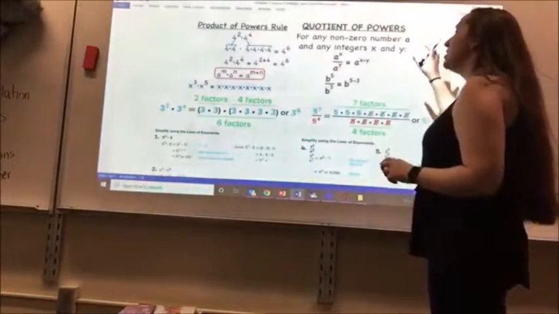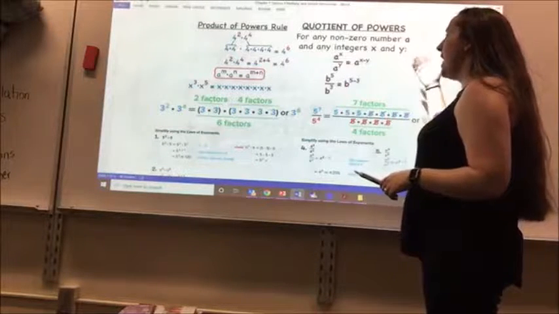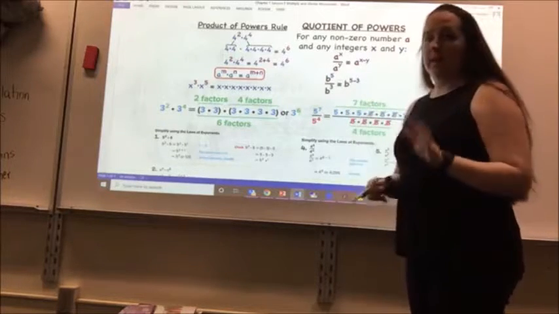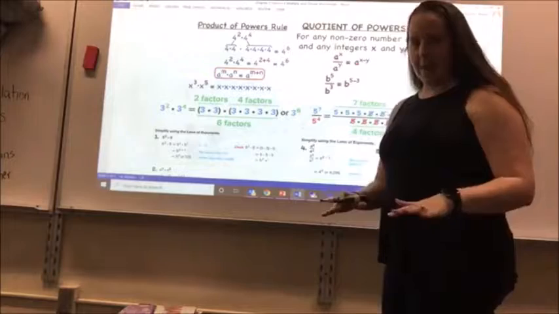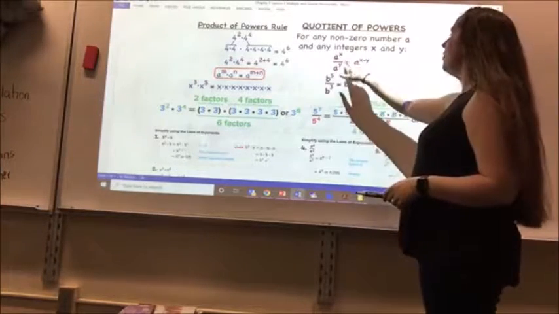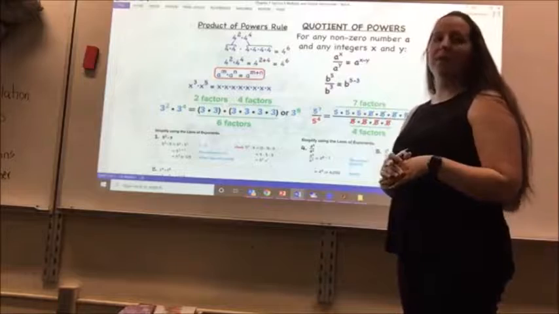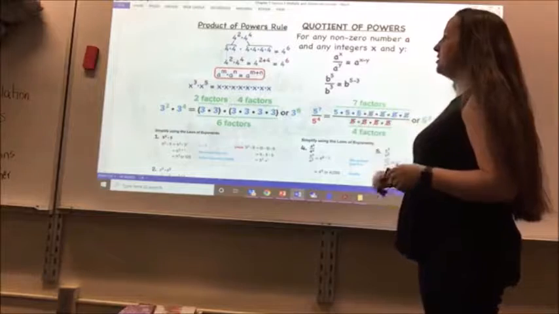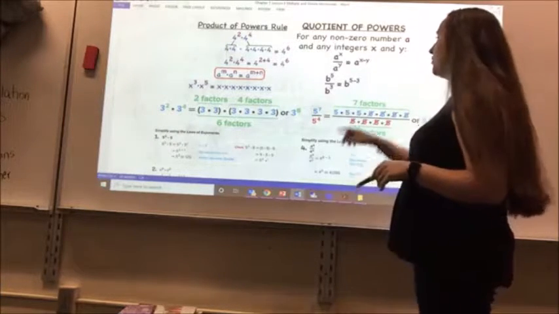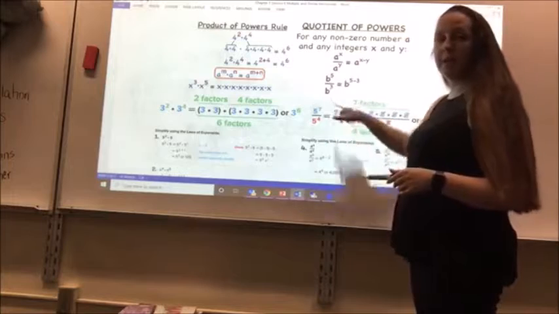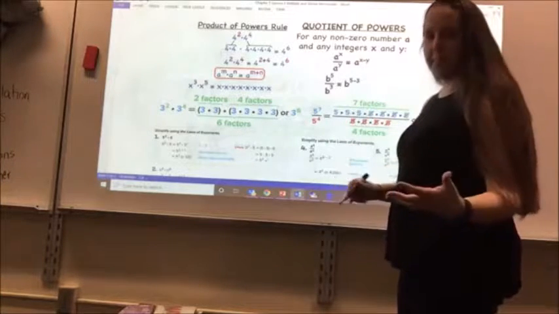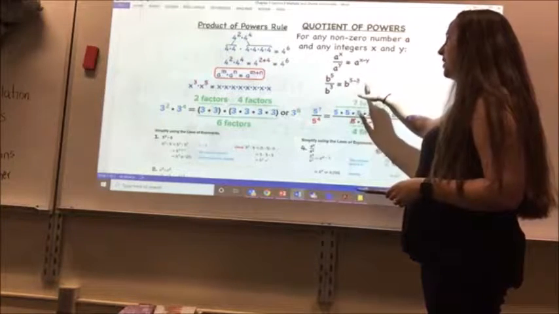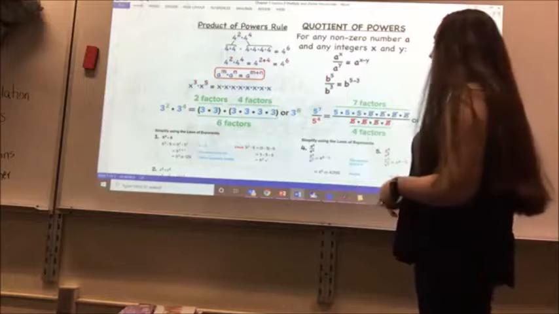The quotient of powers, for any non-zero number a and any integers x and y. Okay? So a can't be 0 because when we divide by 0, bad things happen in math. But basically what happens is if you have two bases that are the same, in this case a, you can subtract their exponents. So if we look at the example, b to the 5th divided by b cubed, they have the same base. Their base is b. So I can subtract their exponents, b to the 5 minus 3, which is b to the 2nd power.